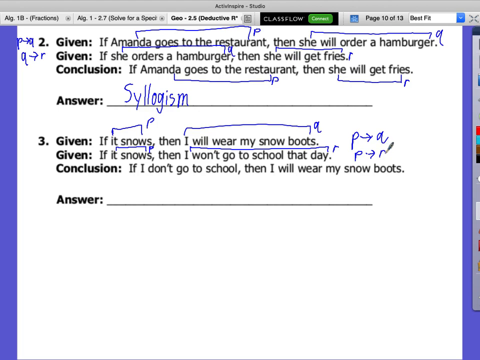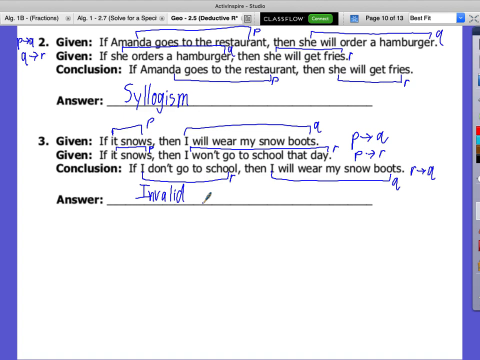So we should already be seeing, can we draw anything from this? No. Let's double check though, just to make sure. If I don't go to school, that's R, then I will wear my snow boots. Q. Is there anything that can tell us we ever go like R to Q, like a reverse order? No. So this is invalid. This is an invalid conclusion because you can't draw a valid conclusion with this.